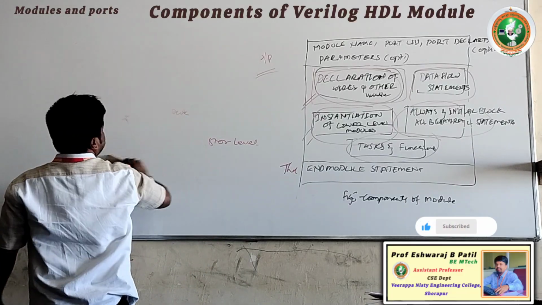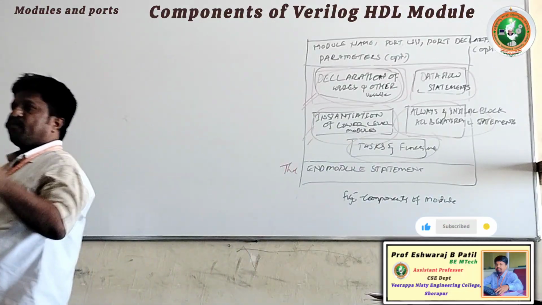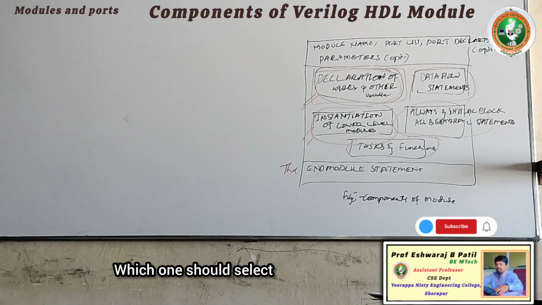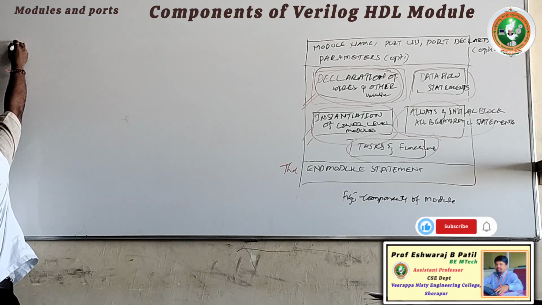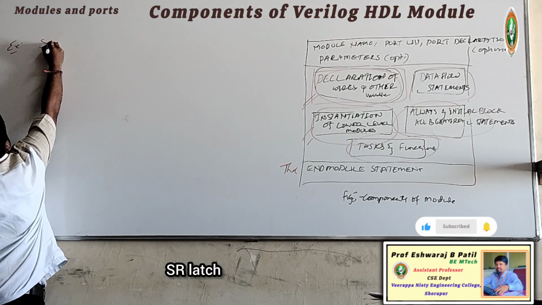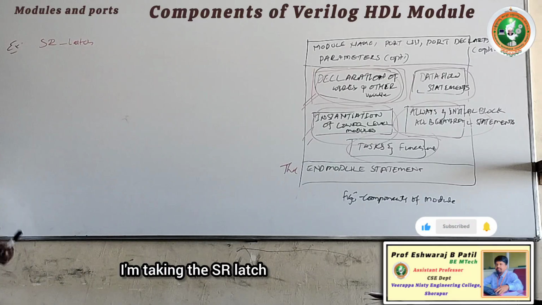Which one should I select: half adder, full adder, SR latch? Okay, for example, I am taking the SR latch.